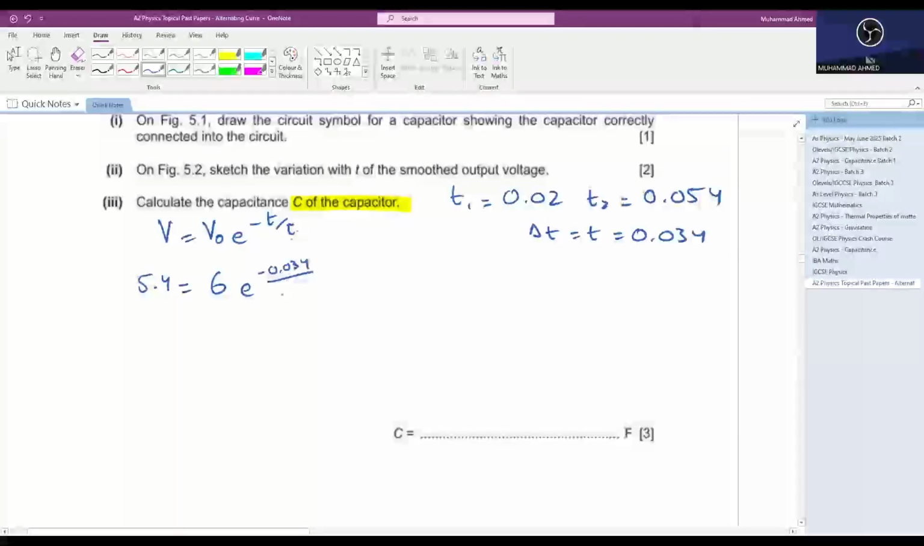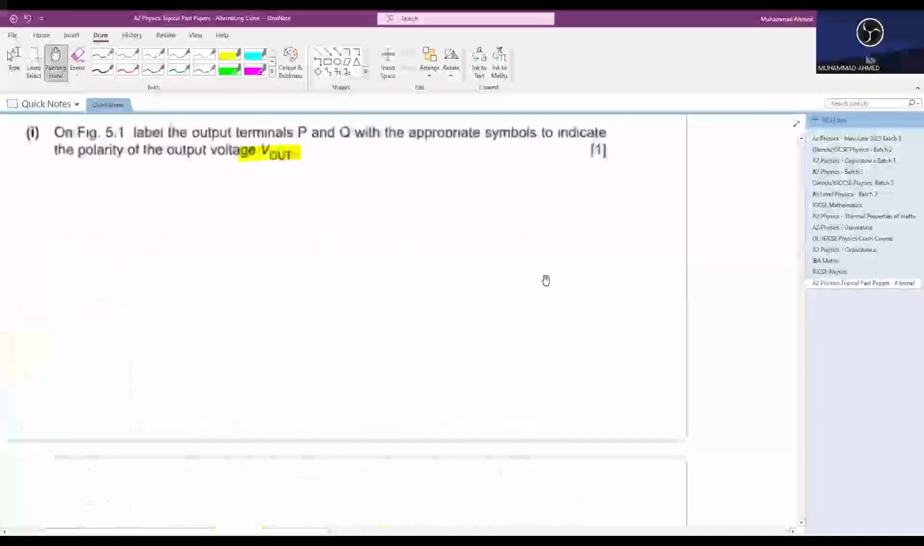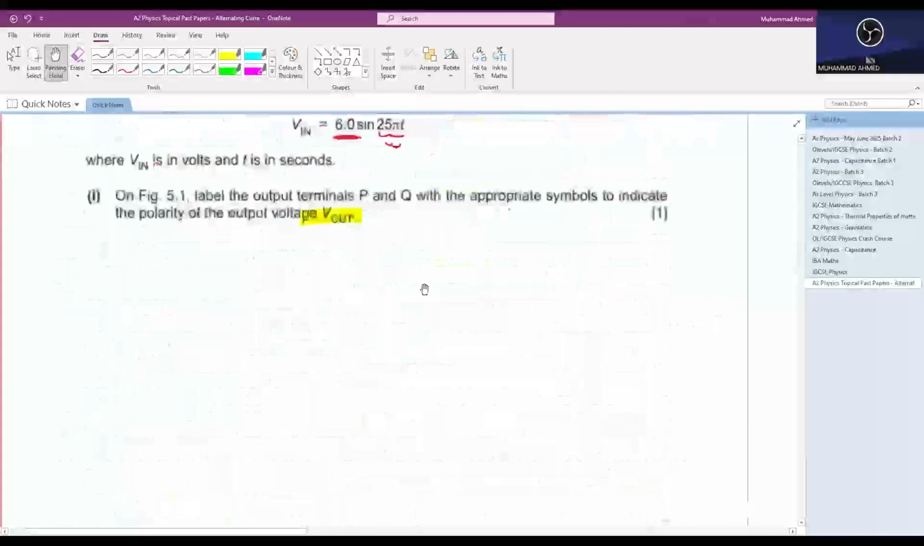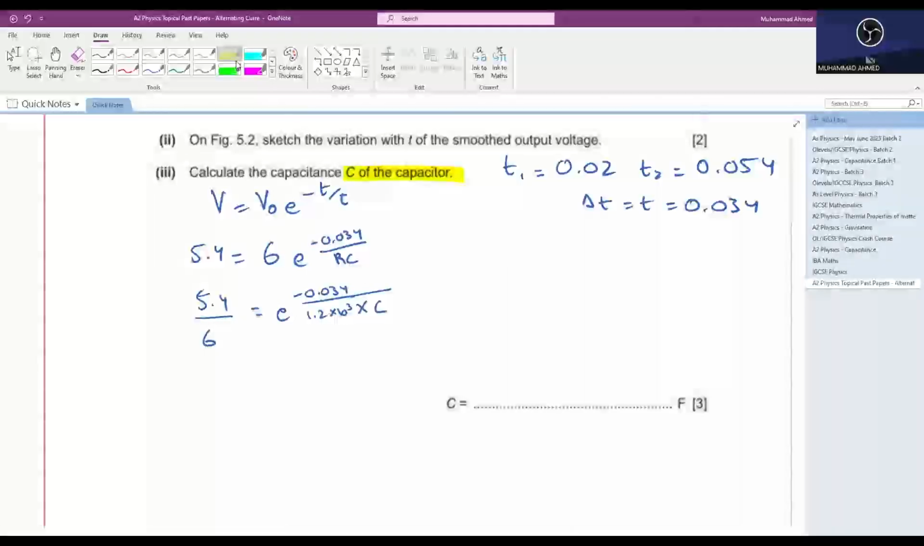And in place of tau, what can you put? Resistance into capacitance. Do we have the resistance already? I think we have the resistance already. I have read it somewhere. 1.2 kilo ohms. Yes, it is 1.2 kilo ohms. So we have the resistance. We have literally everything that we need. 5.4 divided by 6 is equals to e to the power minus 0.034. Resistance is 1.2 into 10 raised to the power of 3 multiplied by the capacitance.